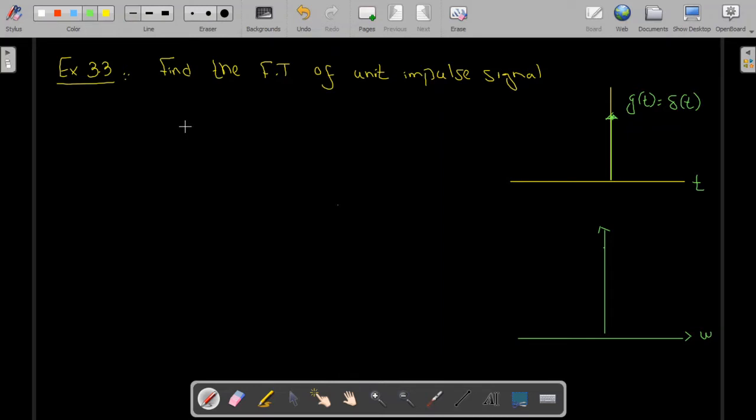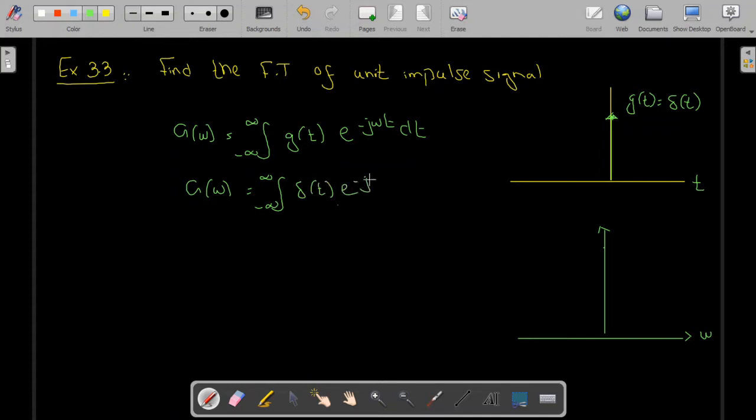We know that the formula for the Fourier transform is G of omega equals the integration from minus infinity to infinity of the function g of t multiplied by e power minus j omega t dt. In this case our function is the unit impulse signal, denoted by delta of t. So I'm going to replace g of t with delta of t. So this will be delta of t e power minus j omega t dt.